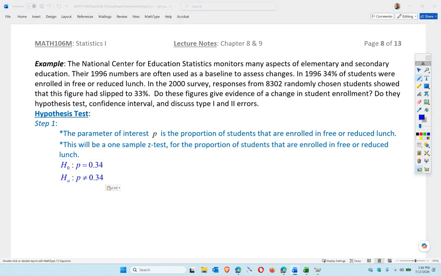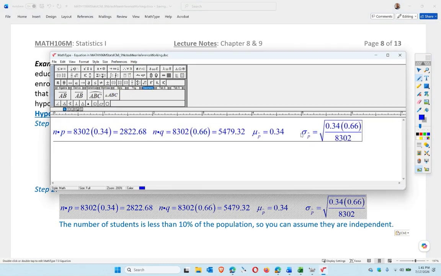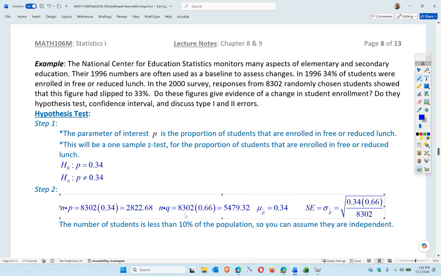So the question is, do we have enough samples? Are they independent? And is it normal, essentially? Well, yes, if you do the 34% times each of these, you're going to get more than 10. So our sample proportion for mean and standard deviation or standard error will obviously be these values here. The number is less than 10% of the population, so you can assume independence. It's definitely normal because these are way more than 10, and they are definitely random, so that's okay. So it's random and independent, so we're good there.